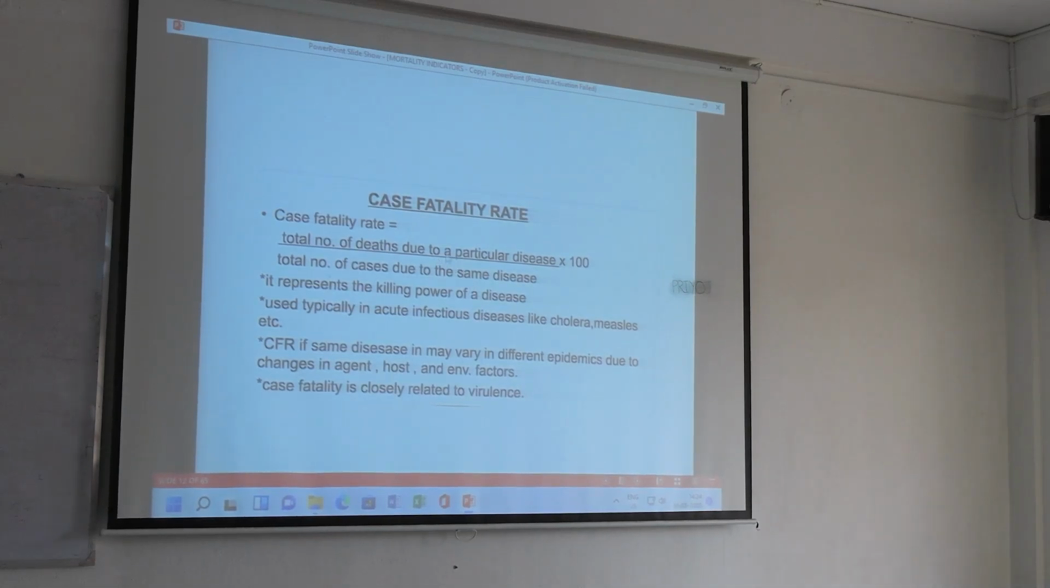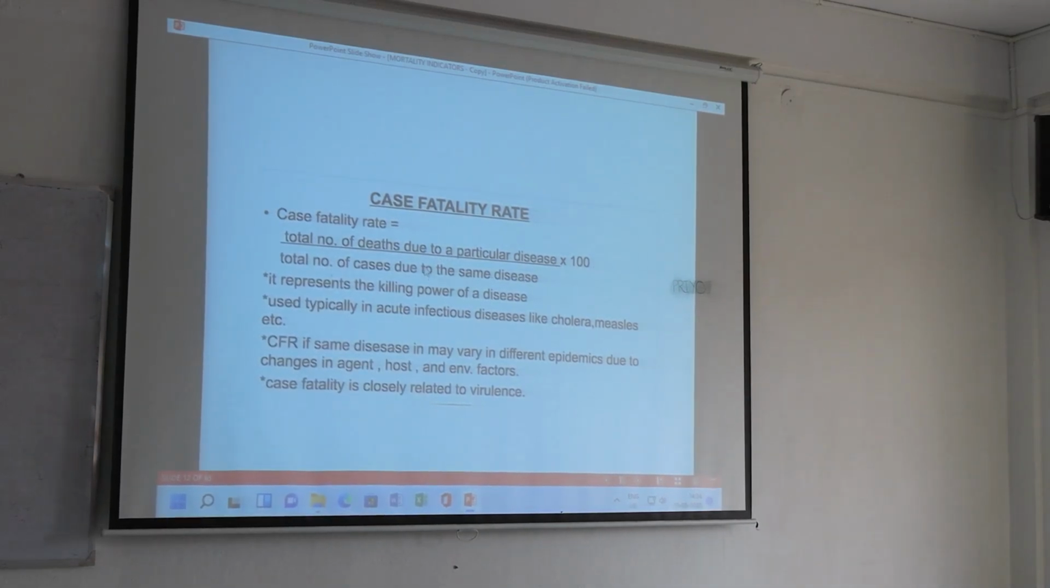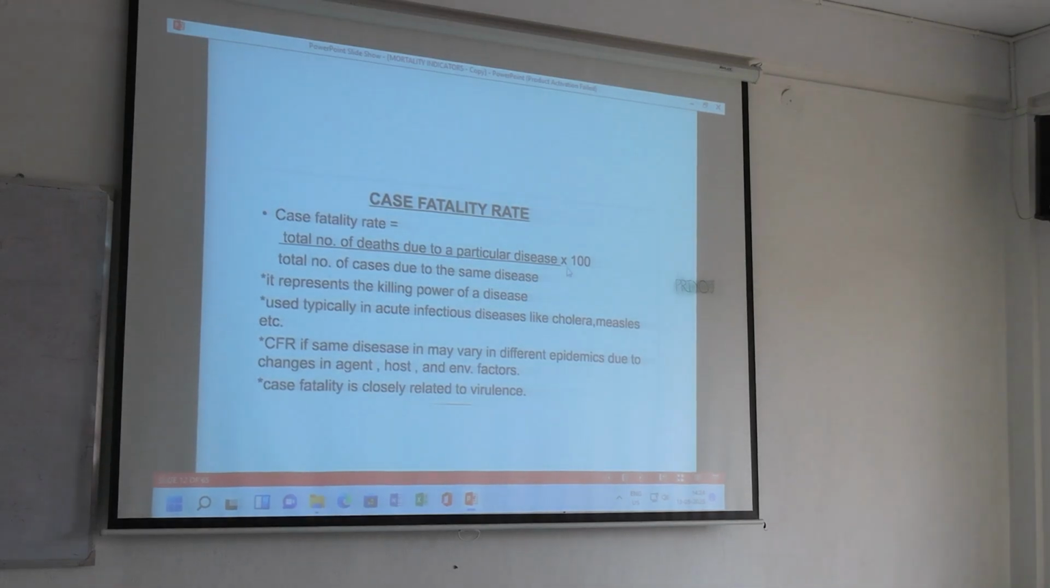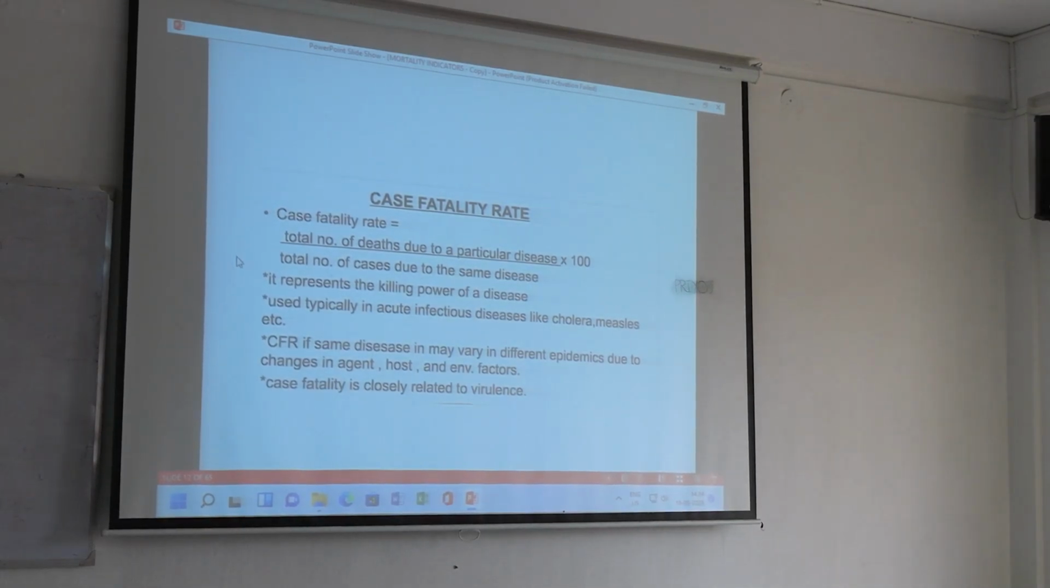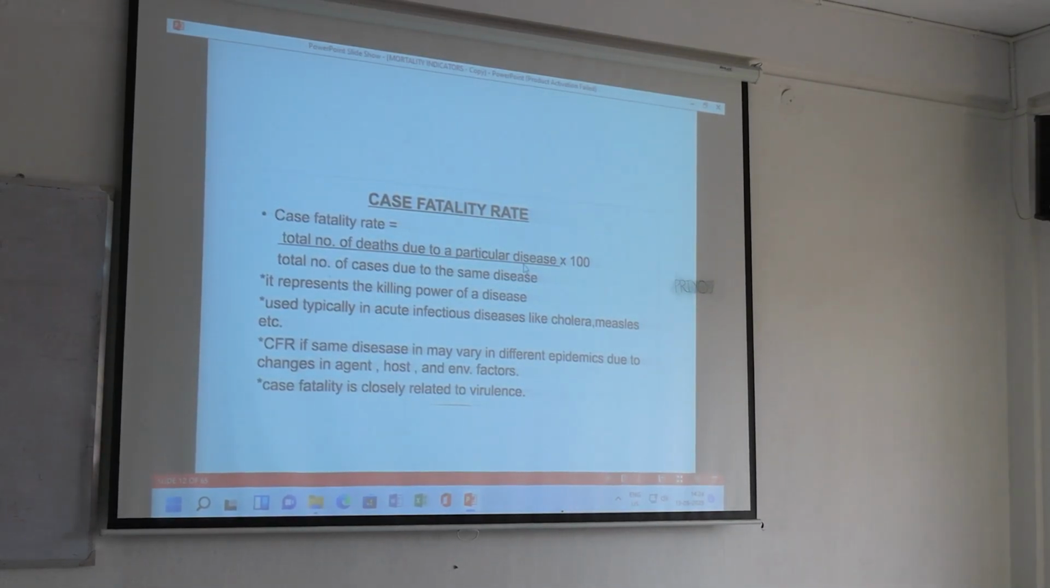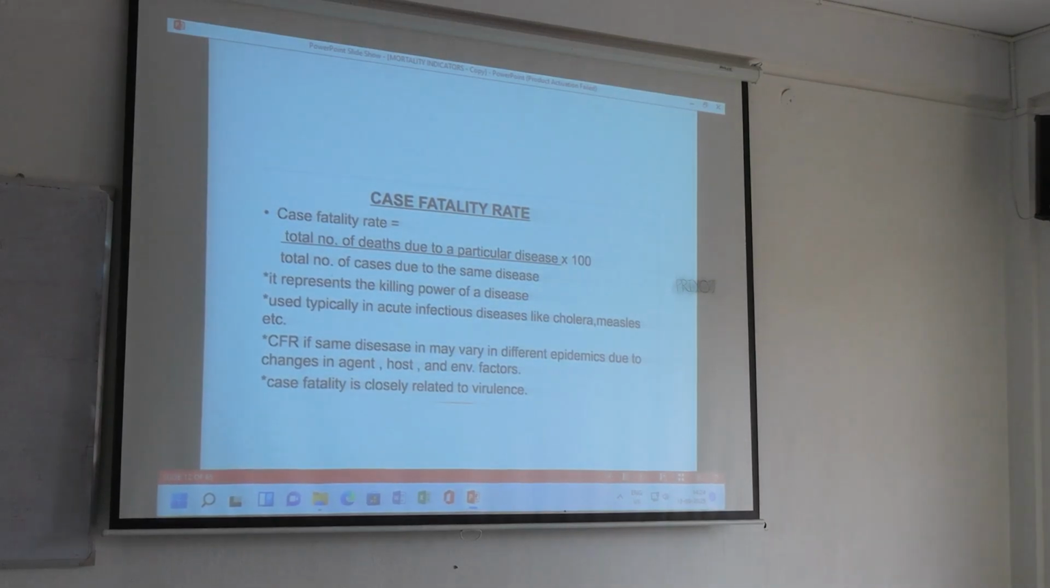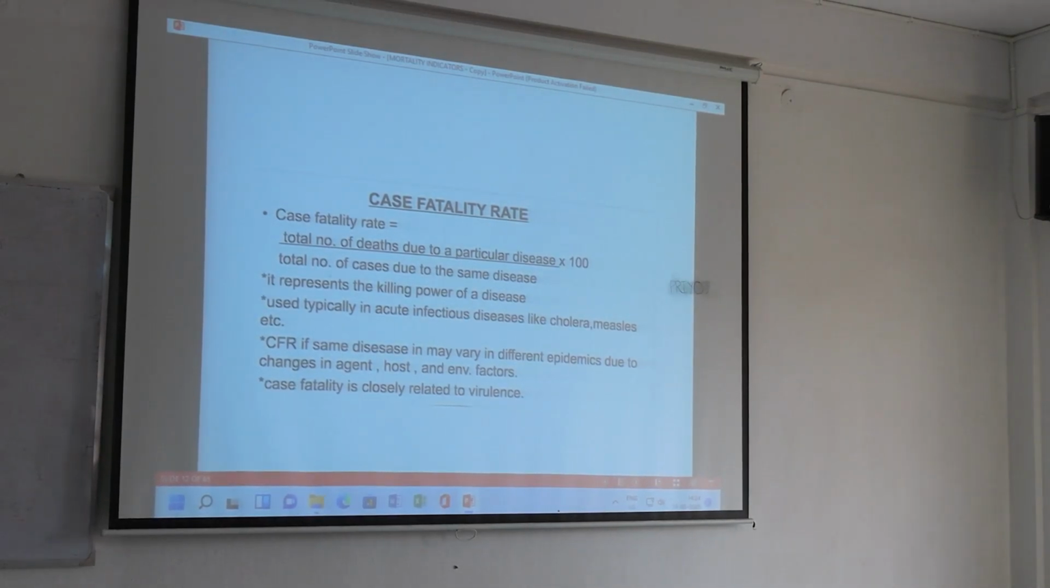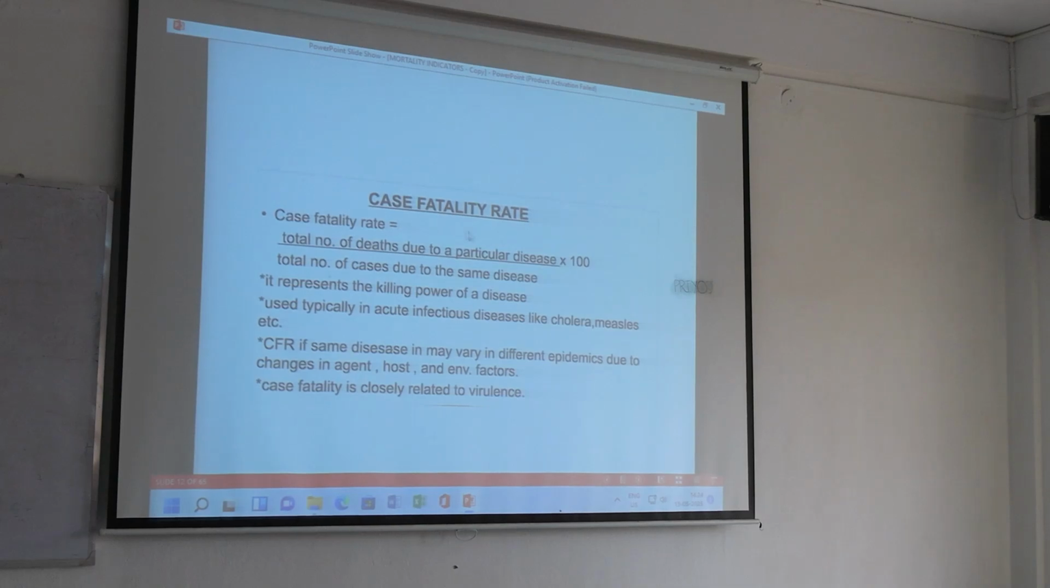Total number of deaths due to this particular disease divided by total number of cases due to the same disease. Now this is interesting because this gives a measure of the killing power of the disease. Why was COVID so common? The number of deaths was quite high, and the number of cases was also quite high.